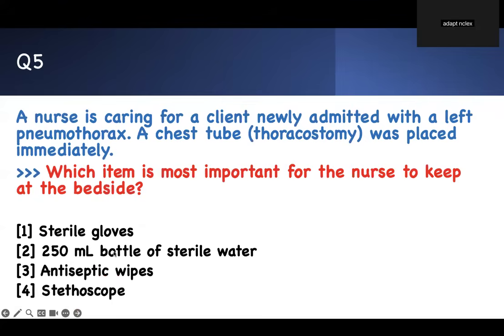And this is caring for a client newly admitted with a left pneumothorax. Okay. A chest tube was placed immediately. They put a chest tube in. Which item is most important for the nurse to keep at bedside? You have to know your concept regarding chest tube. You have to know what you need. What are the ways you will care for the patient?